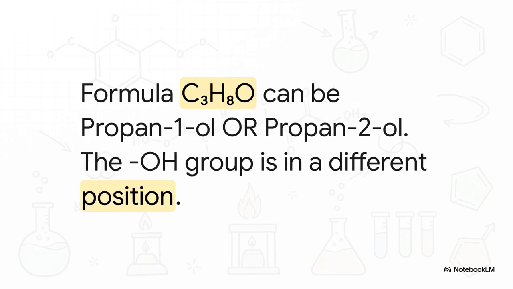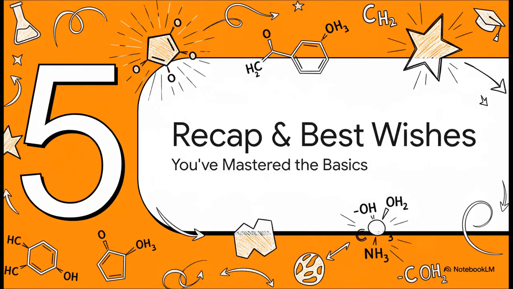And what about position isomers? Well, look at C3H8O. We could have the OH group on the first carbon, that's propan-1-ol, or we could just move that same OH group to the second carbon, and now we have a totally different molecule called propan-2-ol. The main chain is the same, but the position of the OH group has changed. They are position isomers.